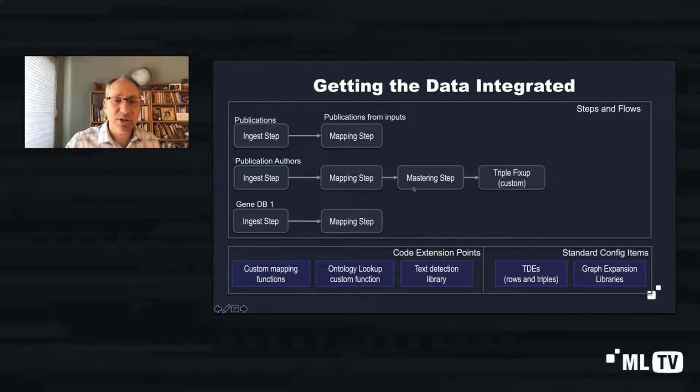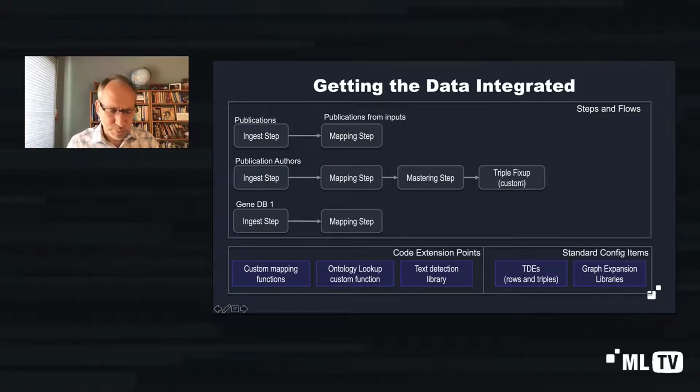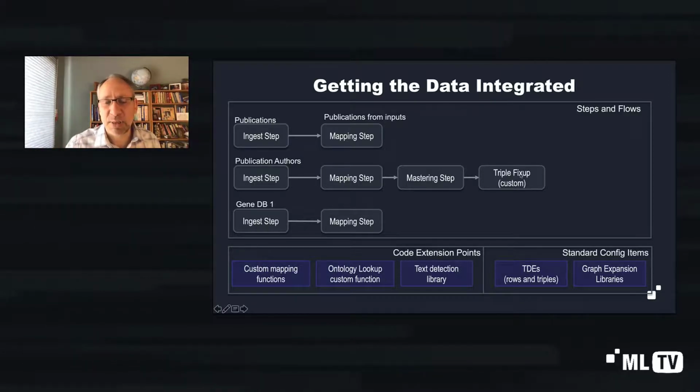Now, after we master things, we've combined and deduplicated, all of those metrics have been thrown off, and we have to run a new step that does some very lightweight measuring, some statistics: what percentage of the time do they author together. We call that triple fix up, something like that. And that's a custom step with a little bit of code. And all these have extension points.